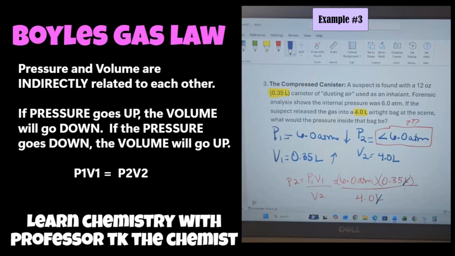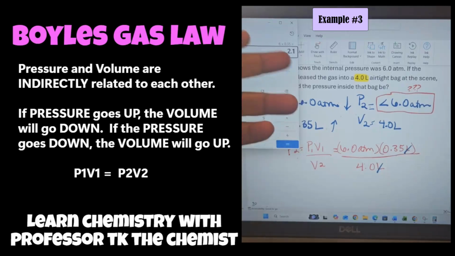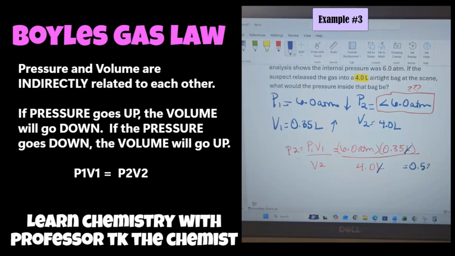We're going to cancel out the liters because we don't need those anymore. We did the 6.0 ATMs. We multiplied that times 0.35. Now we're going to divide that by 4.0. And we get 0.525. Okay? But we're going to round it off because we only need two significant digits. So 0.53 ATMs. So technically speaking, this did drop by a tenth.